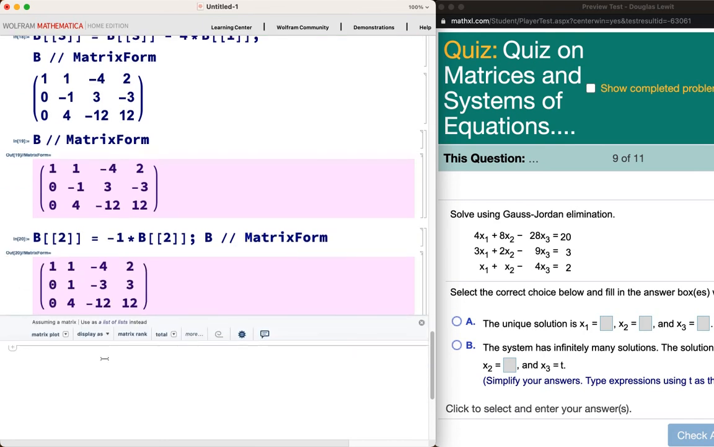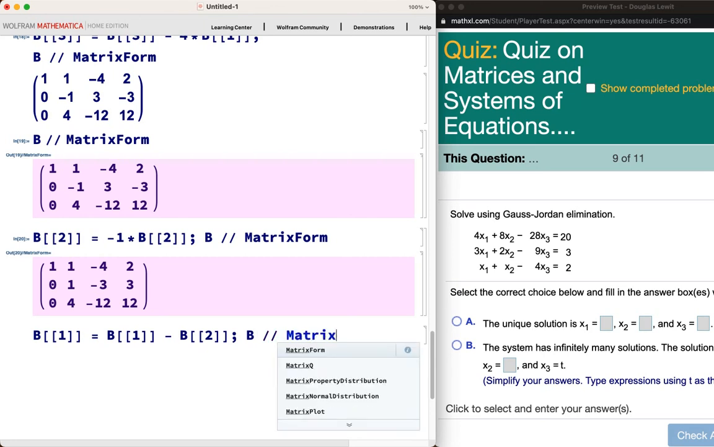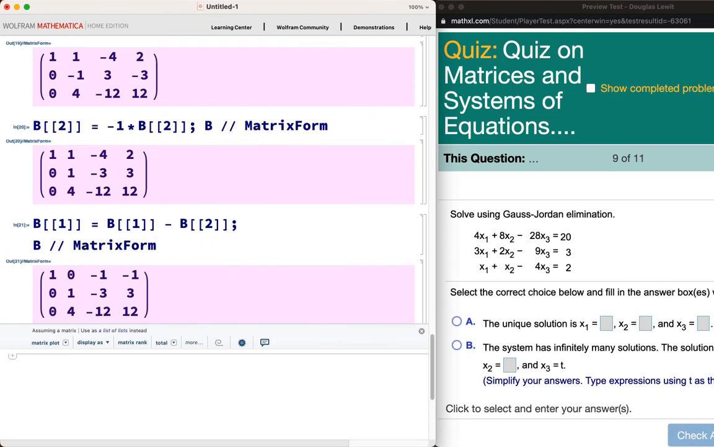Matrix form. Okay. And then this number here has to be 0, and this number here has to be 0. Right? Okay. So then the first row is equal to the first row minus the second row. Matrix form, okay. And then the new third row is equal to the old third row minus 4 times the second row.